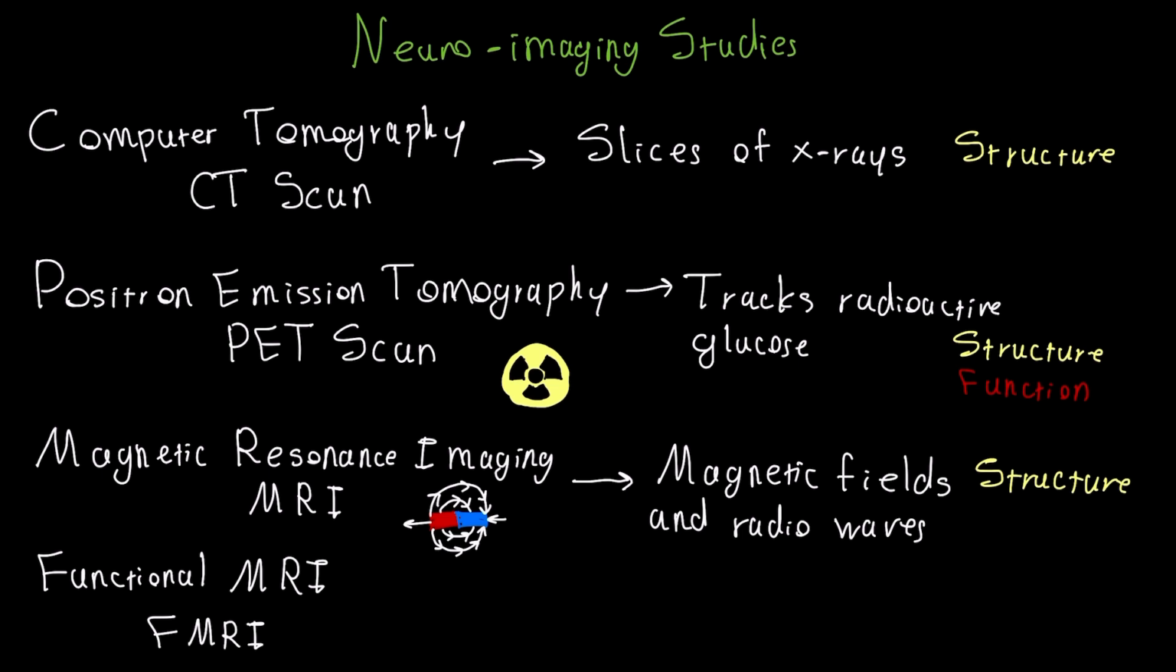Now, functional MRI, that's a blood cell, by the way. I've tried to draw a blood cell there. It shows blood flow. So we've known for a long time that if a specific brain region is active, then there's going to be more blood flowing toward it. And so functional MRI tracks the blood and uses that as a proxy for brain activity. And this can show both structure and function.